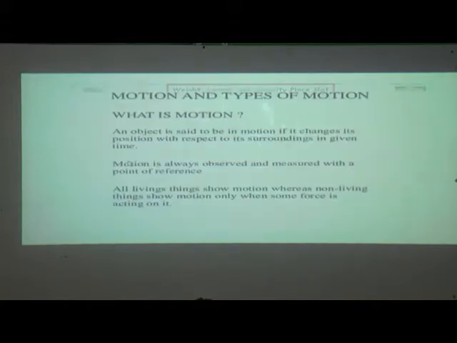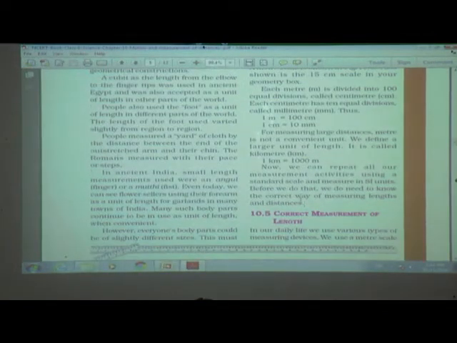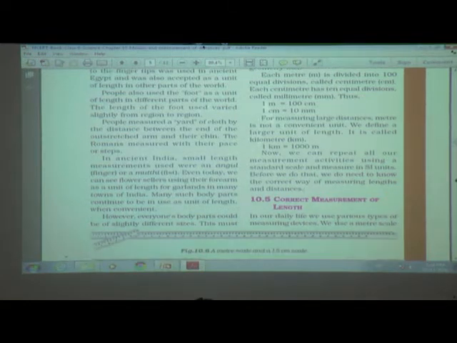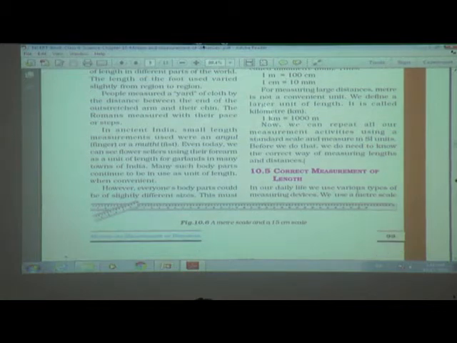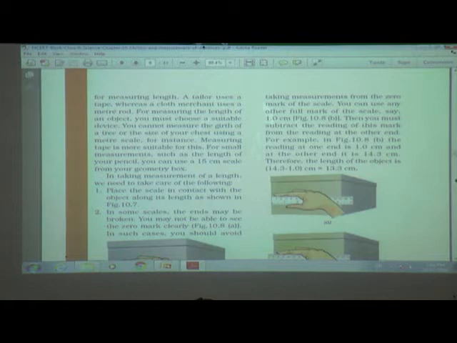Okay. Now students, see in the textbook how to measure properly. We will see correct measurement of length. In our daily life we use various types of measuring devices. We use a meter scale for measuring length. A tailor uses a tape, whereas a cloth merchant uses a meter rod. For measuring the length of an object, you must choose a suitable device. So for that, you must know the suitable device to measure with.